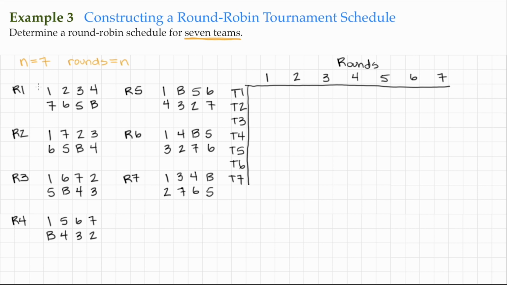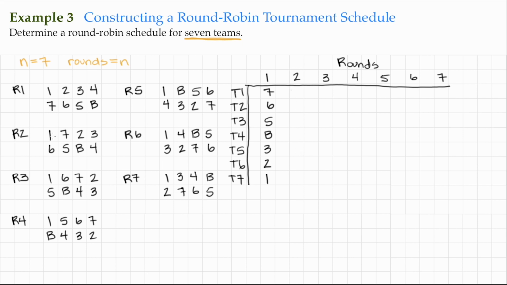And like we've done before, we just go ahead here for the first round. Teams 1 and 7 are matched up. Team 1 with Team 7, Team 7 and Team 1. 2 and 6 are matched up. 2 with 6, 6 with 2. Teams 3 and 5, 3 with 5, 5 with 3. And then Team 4 will not play that round. They'll have the bye. And we could just list the B in there.